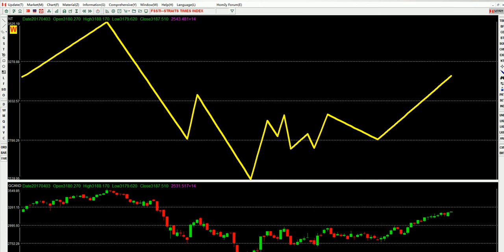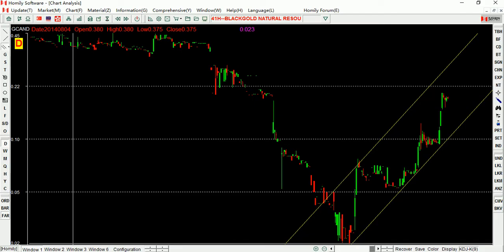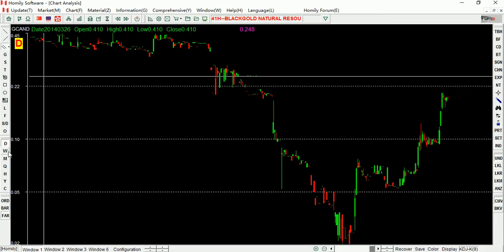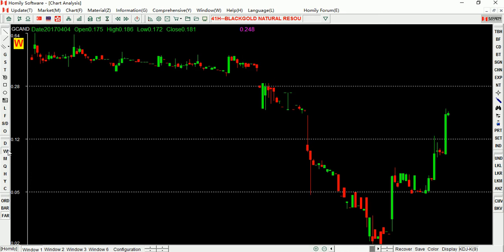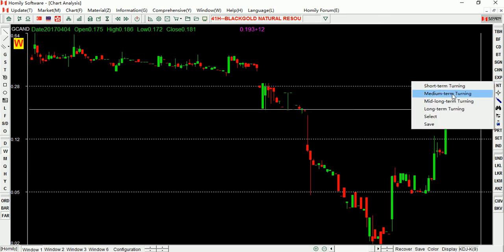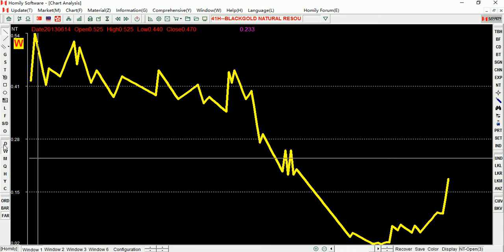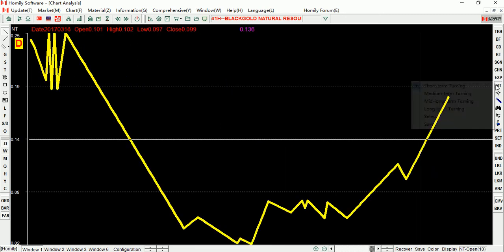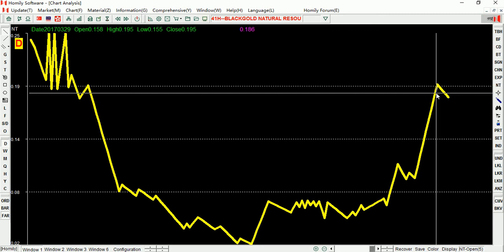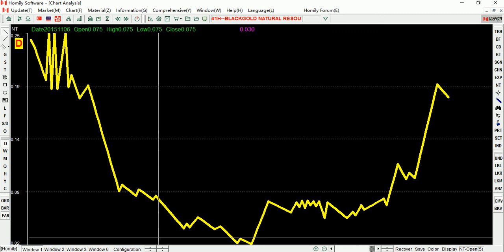If you use the weekly chart to judge, you should use short-term unturning, okay? But if you use the daily chart, you'd better use medium-term unturning. You should remember. So let's see the chart. If we use the weekly chart to judge, we'd better use short-term turning. But if we use the daily chart, we'd better use medium-term turning. Okay, so this is the unturning.